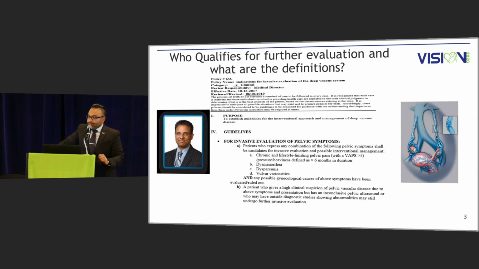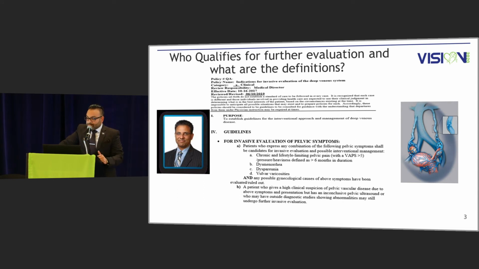Lifestyle limiting pelvic pain, right? These patients should have, if they have lower extremity symptoms, a C3 and above. They must have had some evaluation of their superficial venous system. What about patients that have C4 to C6 disease? These patients that come with pelvic symptoms that have C4 to 6 disease have to be evaluated. These are patients that we have to think pelvic if they're having pelvic symptoms.